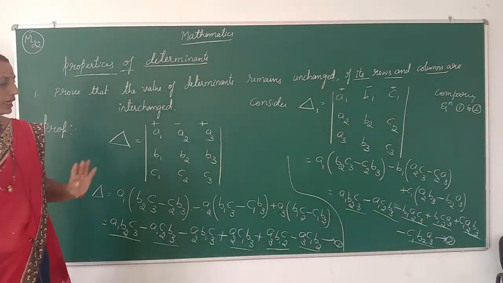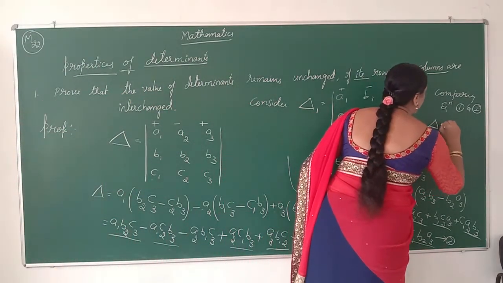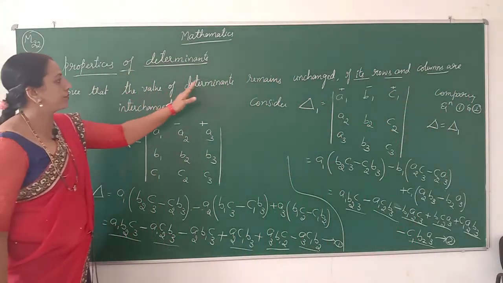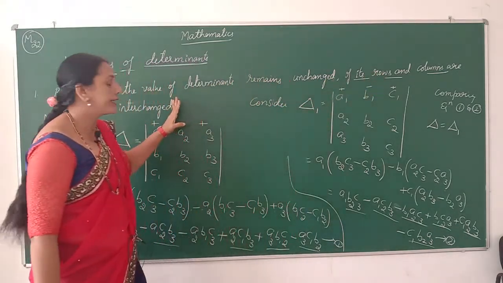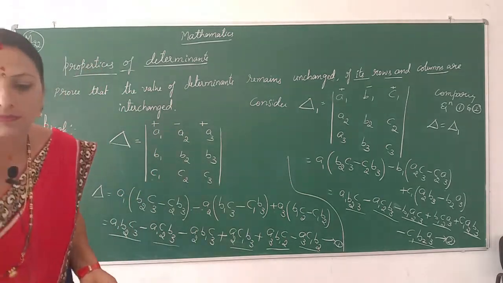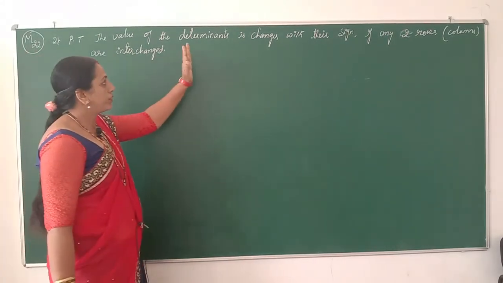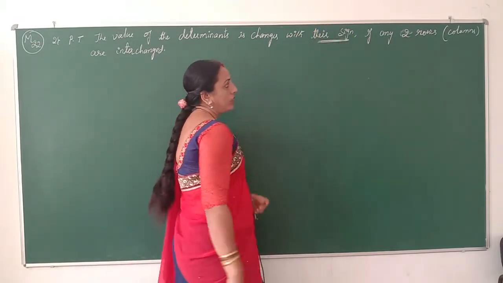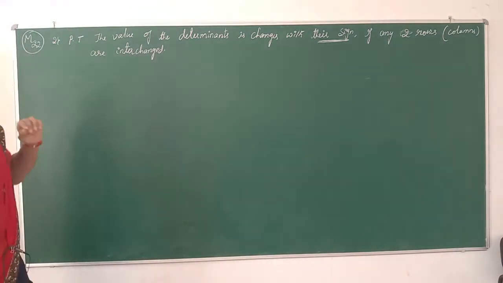Comparing all the elements of these determinants, all are equal, therefore delta is equal to delta 1. So it means the value of the determinant remains unchanged if the rows and columns are interchanged. It's one of the properties of determinants. Then the second property: prove that the value of the determinant changes its sign if any two rows or any two columns are interchanged.